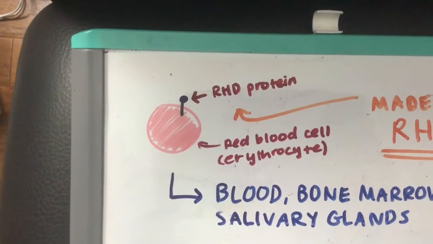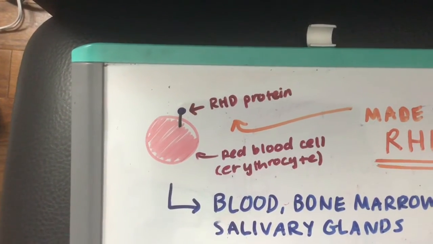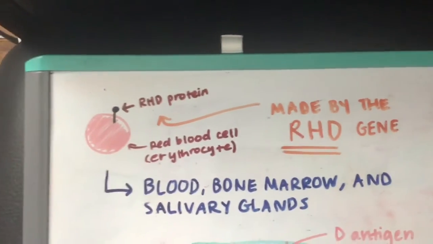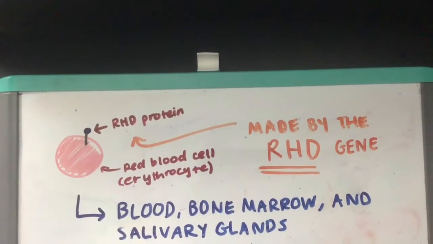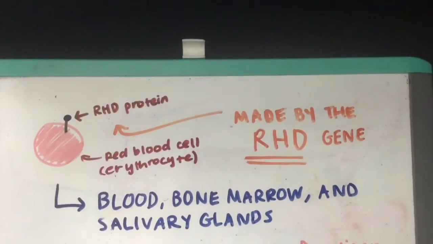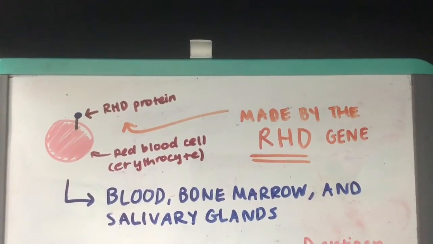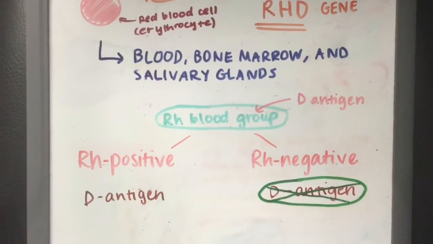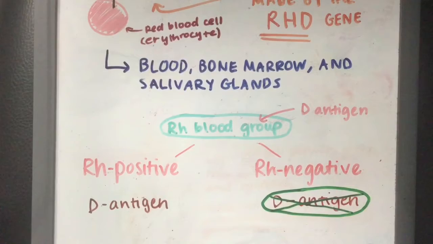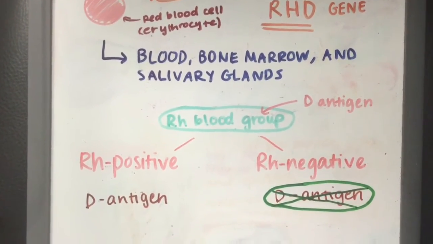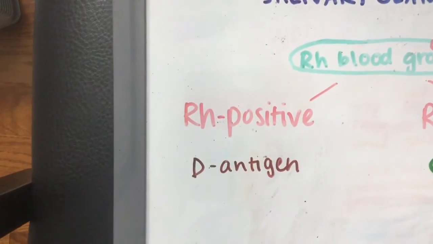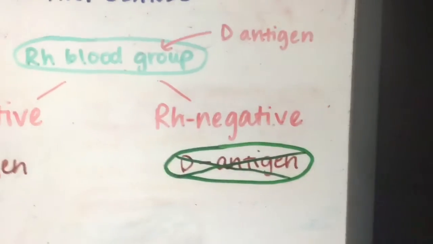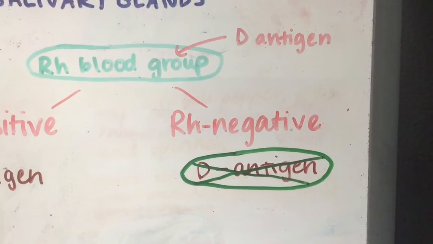RHD, or Rh blood group D antigen, is a protein encoded by the RHD gene. It is located on the plasma membrane of erythrocytes, or red blood cells, which are found in tissues like blood, bone marrow, and salivary glands. Because the D antigen is a part of the Rh blood group, erythrocytes on which the D antigen is present are considered Rh positive, whereas erythrocytes on which the D antigen is absent are considered Rh negative.